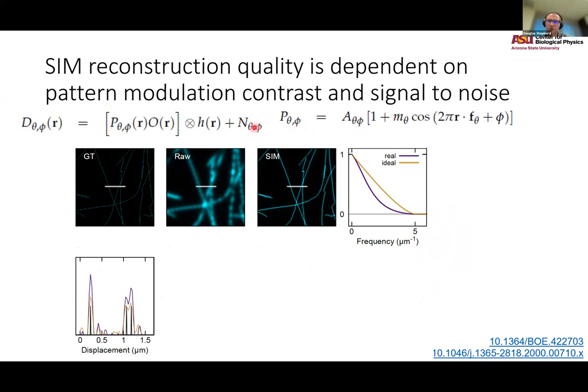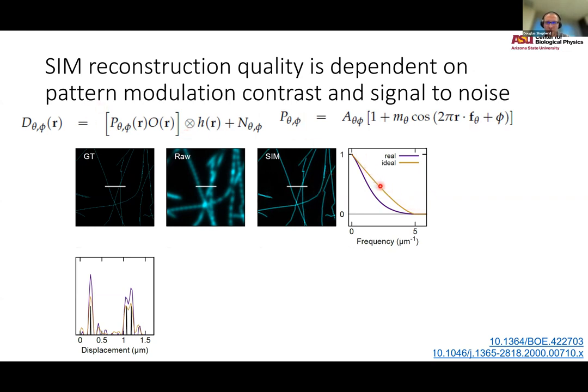And anytime you try to invert an equation and you're subject to heavy noise, you have to be very careful about how you do this to not invent things, because it's hard to regularize. So here's just a quick simulation to show you what can happen with that. Here's the ground truth of some small filaments. Here's what the normal microscope would see. Here's the SIM reconstruction where we invert this equation.